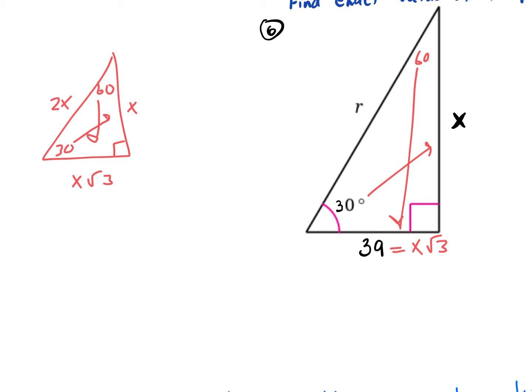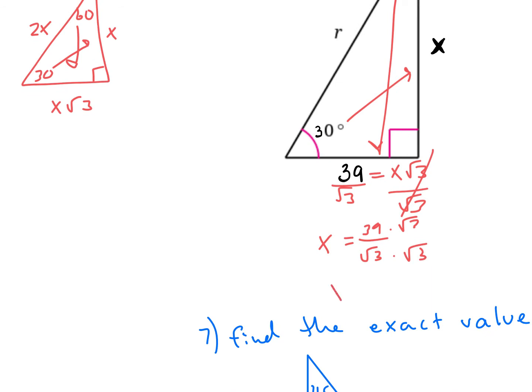Logan. Awesome. Divide by square root 3. So just x is going to be 39 divided by square root 3. Can I leave my answer like this? No, you have to rationalize. So multiply the top and the bottom by square root 3. So x is equal to 39 square root 3 over 3.